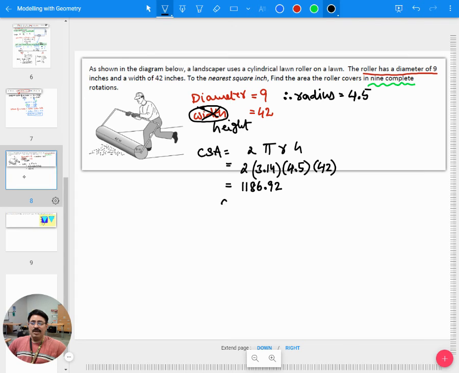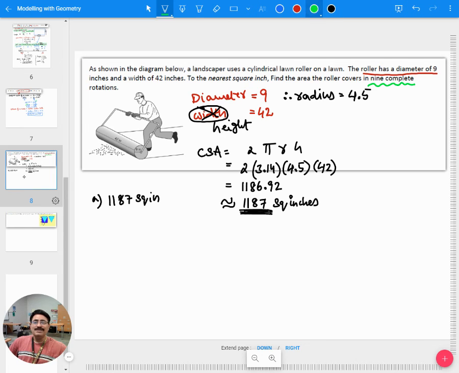1186.92. So I'm taking the nearest value, I'm rounding it. So 1187 square inches. So this is not the end of the story. For sure, in the given options, you may find this one as one of the options.